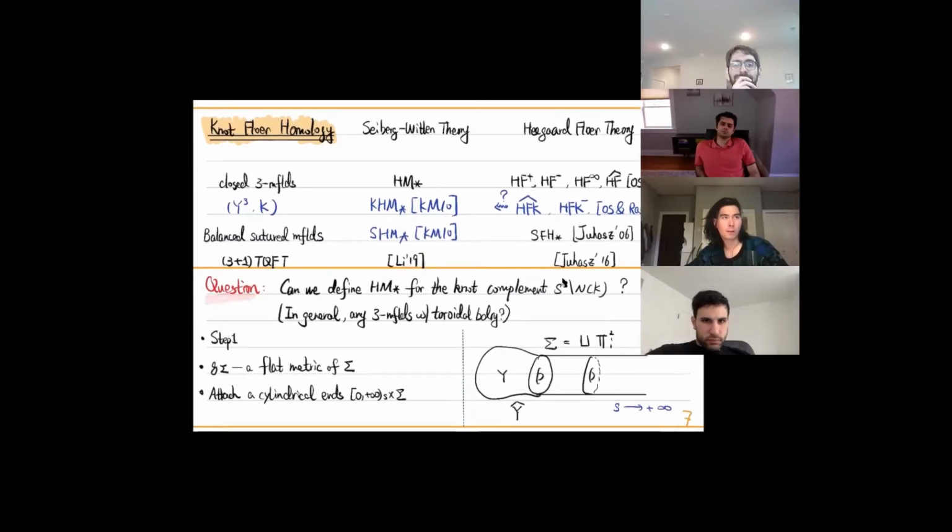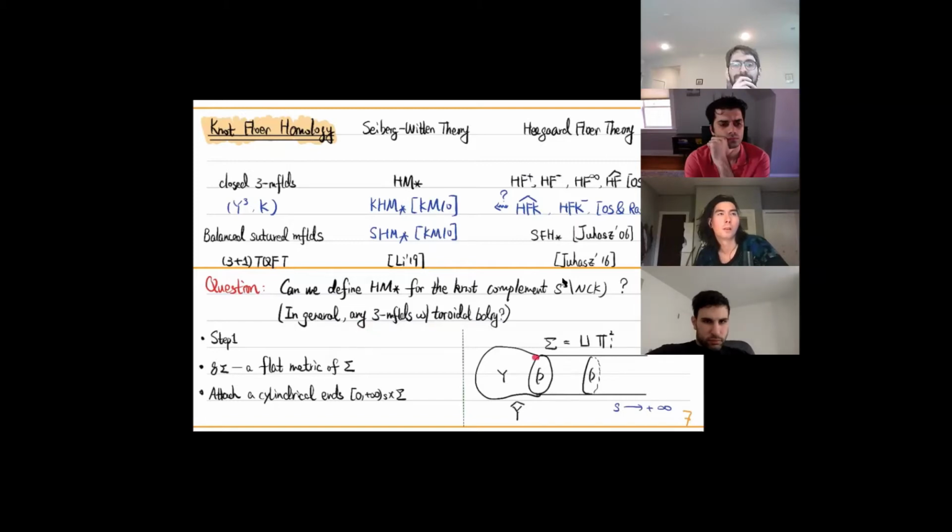So can we define the monopole knot Floer homology for the knot complement by studying the monopole equations on this space? And in general, can we carry out the same construction for any three-manifolds with toroidal boundary so that we can verify the TQFT property easily? We are going to answer this question in this talk, and the idea comes from Mrowka's paper.